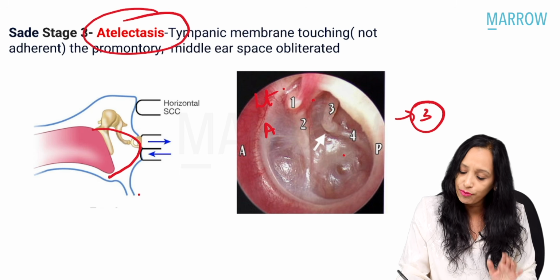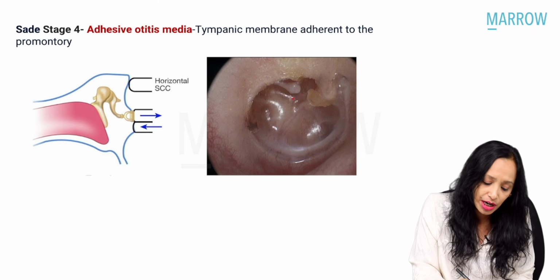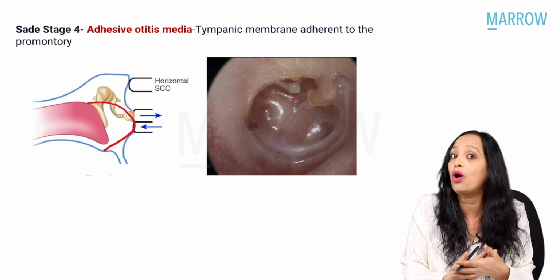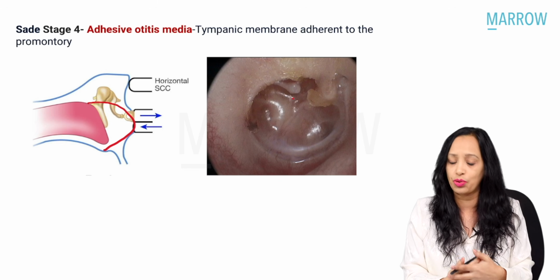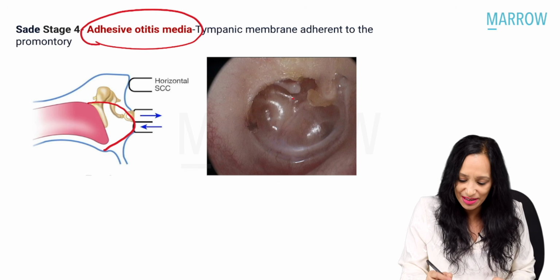This is 3. And what is 4? In 4, the tympanic membrane is not only touching it, but it is adhering on the mucosa of the promontory. So this is what is known as adhesive otitis media. Now let us see this tympanic membrane.